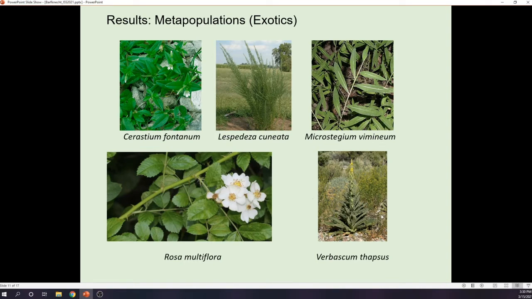And then finally, Verbascum thapsus, which is a biennial Scrophulariaceae member. It usually starts as a small rosette, and the second year it will bolt into this brilliant yellow structure, and then it will eventually die off. But this one isn't as much of an invasive as it is an exotic, but it was a significant metapopulation.